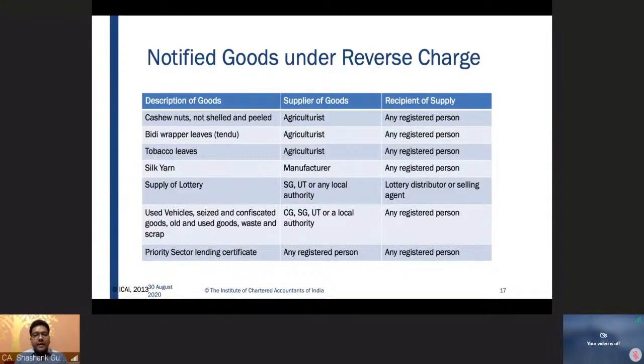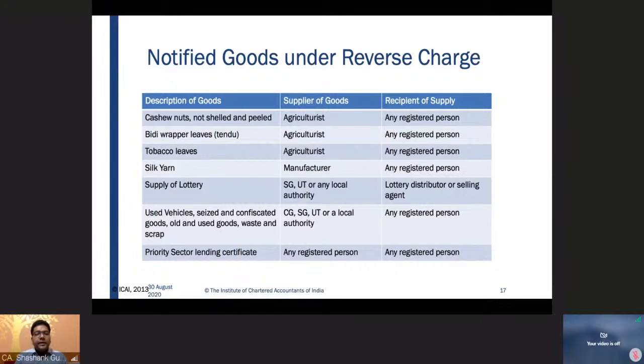Who should be the supplier? Agriculturist. Who should be the recipient? Any registered person. So basically, an agriculturist, when supplying cashew nuts not shelled and peeled to a registered person, it will be the registered person who will be liable to pay the applicable GST under reverse charge.